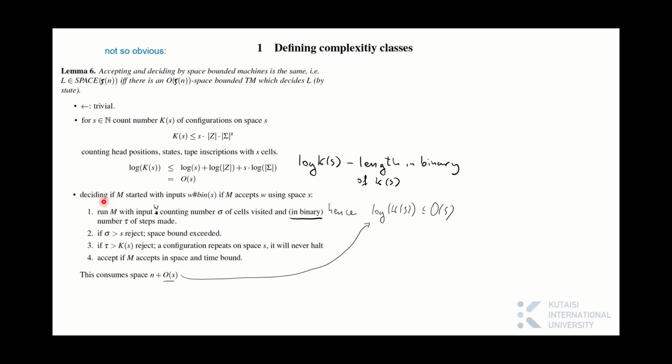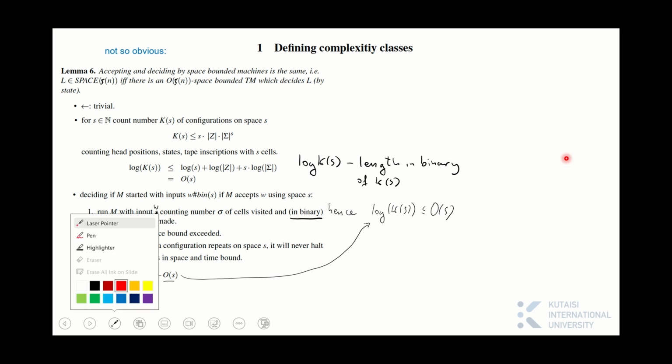So the first step is to actually decide this. My old machine is M, so M decides L, so M accepts L. What I want to construct first is a submachine. My machine will have two parts. In the first part, I will decide whether M accepts W using a space S. So I'm given space S.